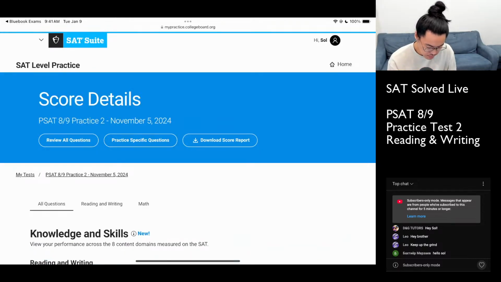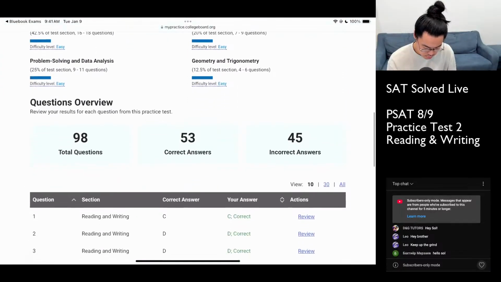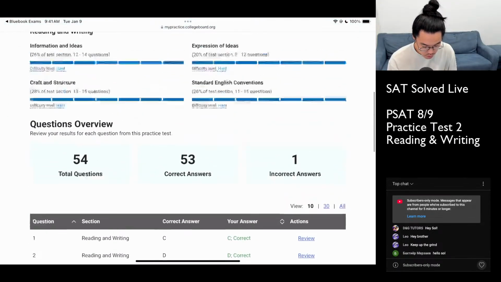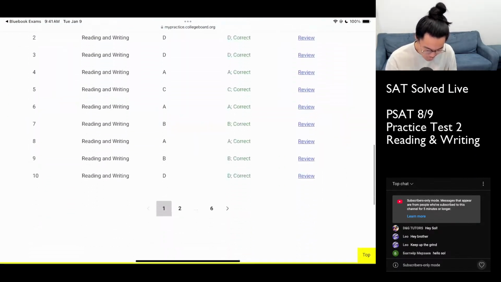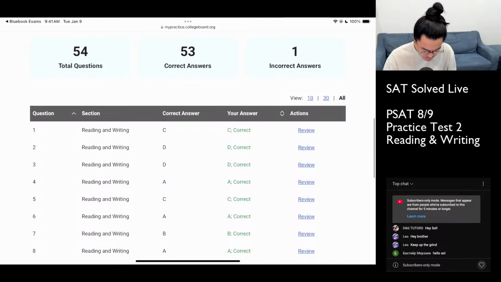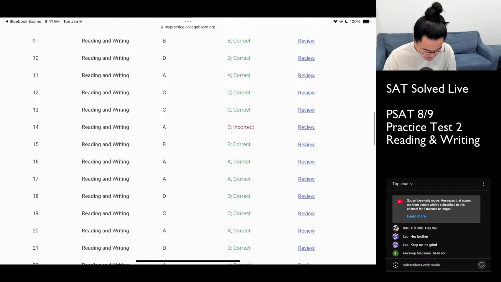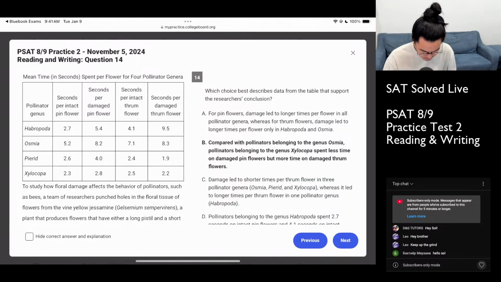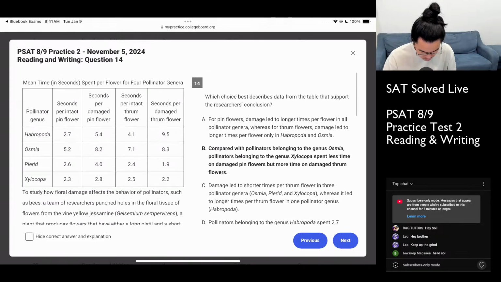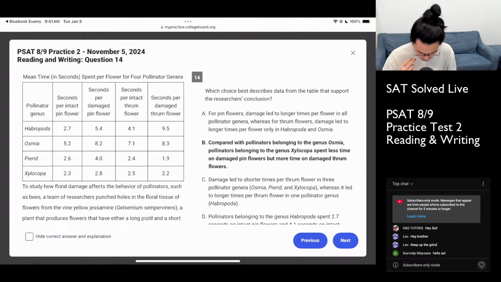I'm pretty sure I didn't, but sometimes you can get a perfect score without... Oh, sorry, let me just switch to reading writing. I got one wrong. Oof. Even though I got a perfect score, I got one wrong. What's the question I got wrong? Oh my God. Oh my God, that is so stupid.